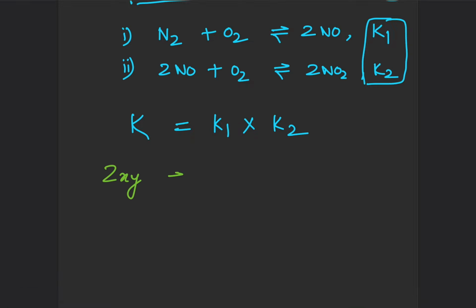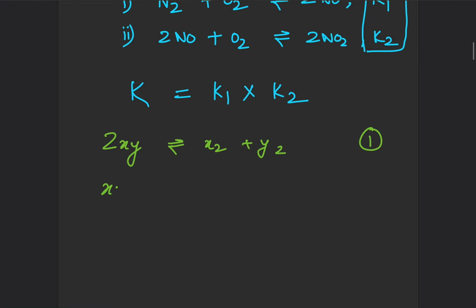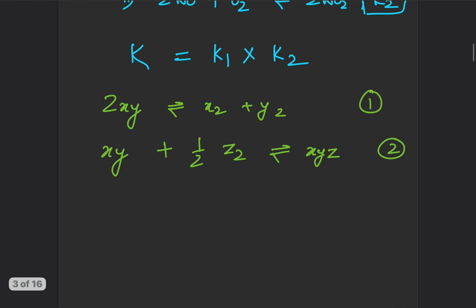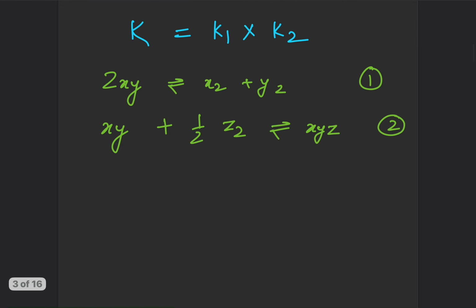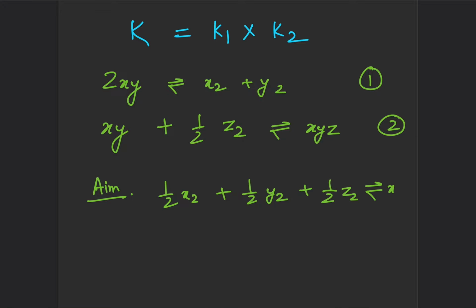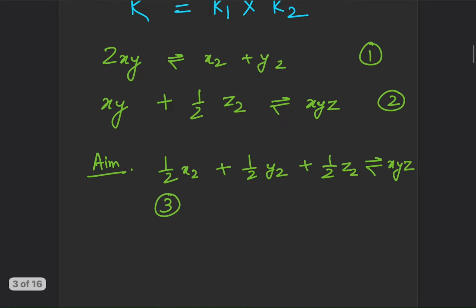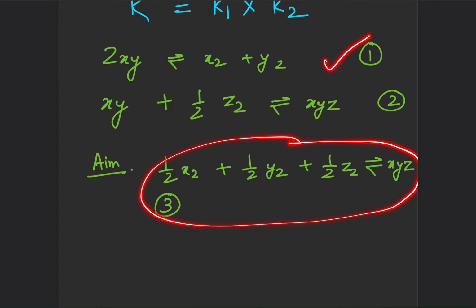They have given us 2xy forming x2 plus y2, this is reaction 1, and xy combining with half of z2 to give us xyz, so this is reaction 2, and we have to get reaction 3 somehow. Okay, so this is our aim. Our aim is to get this reaction, that is half of x2 plus half of y2 plus half of z2 giving us xyz. So let's say this is reaction 3. Our aim is to get this equation from these two by doing some addition, subtraction, inverse.